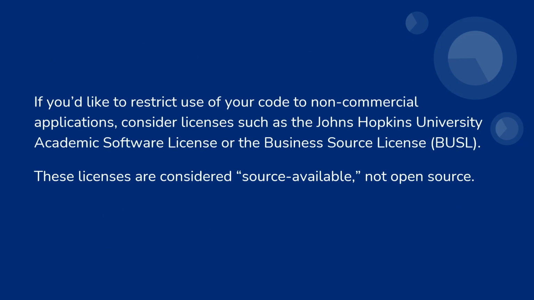If you'd like to restrict use of your code to non-commercial applications, consider licenses such as the Johns Hopkins University Academic Software License or the Business Source License. These licenses are considered source available, not open source.